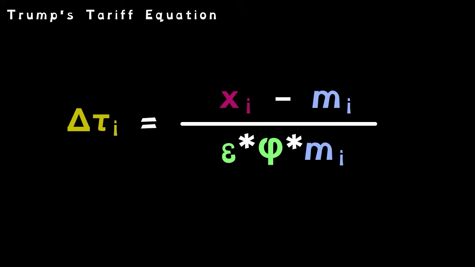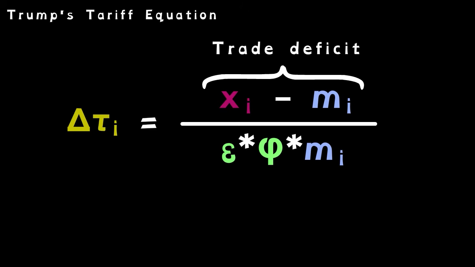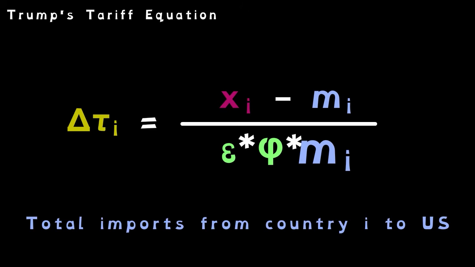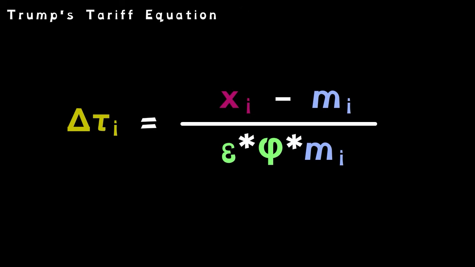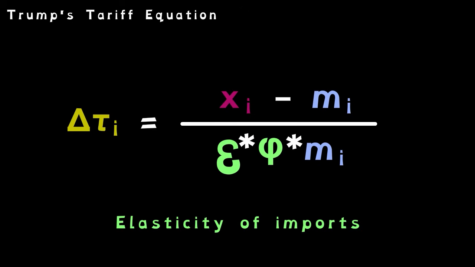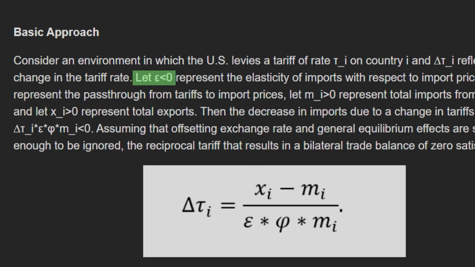I'll note really quickly that these terms should be reversed, because otherwise you're going to get a sign difference, but that'll come later. Then you divide this difference, called the trade deficit, by the total imports from that country, again all of the stuff we're buying from them. You also have this epsilon value, which is the elasticity of imports, which they state is less than 0, which in math is a bit cursed.